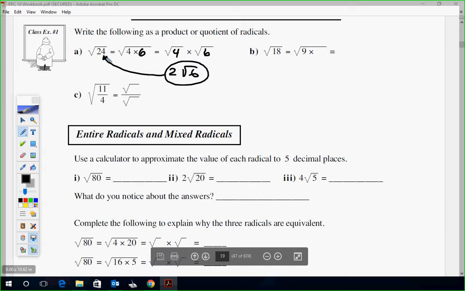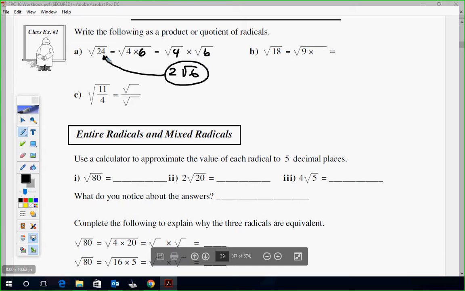Well, why did I pick 4 and 6 rather than 3 and 8? I'm not going to tell you that now, but that's what I want you to be thinking about. Why didn't I go 12 times 2? Why didn't I go 8 times 3 for 24? Why did I pick 4 times 6? That's the question you want to ask yourself.